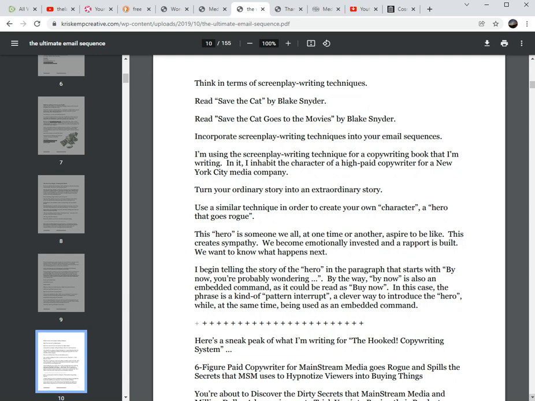I begin telling the story of the hero in the paragraph that starts with, "Buy now," you're probably wondering. By the way, buy now is also an embedded command, as it could be read as buy now, B-U-Y now. In this case, a phrase is a kind of pattern interrupt. Hopefully a clever way to introduce the hero, while at the same time being used as an embedded command.